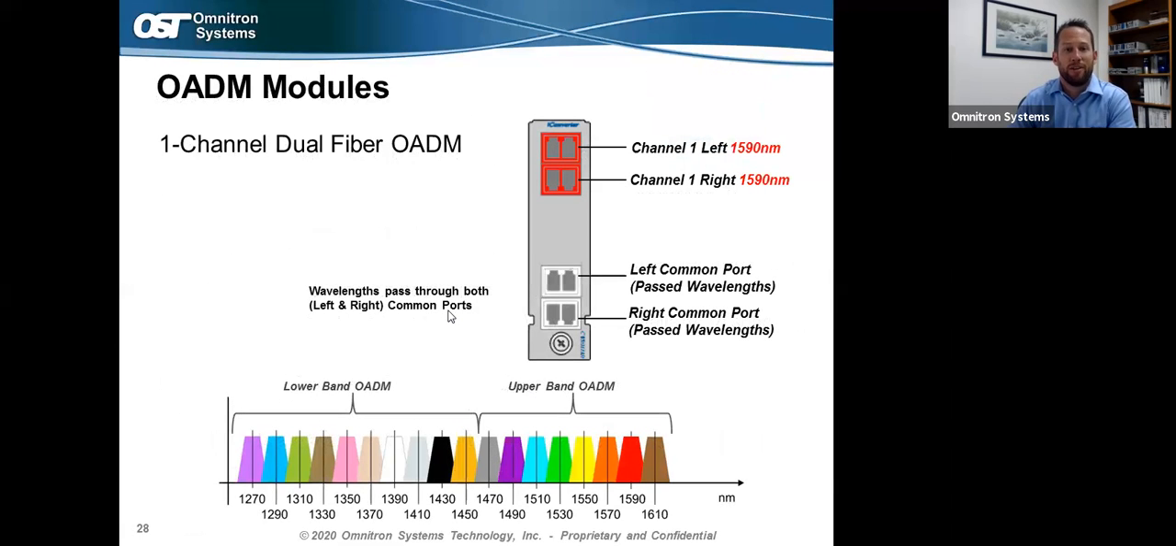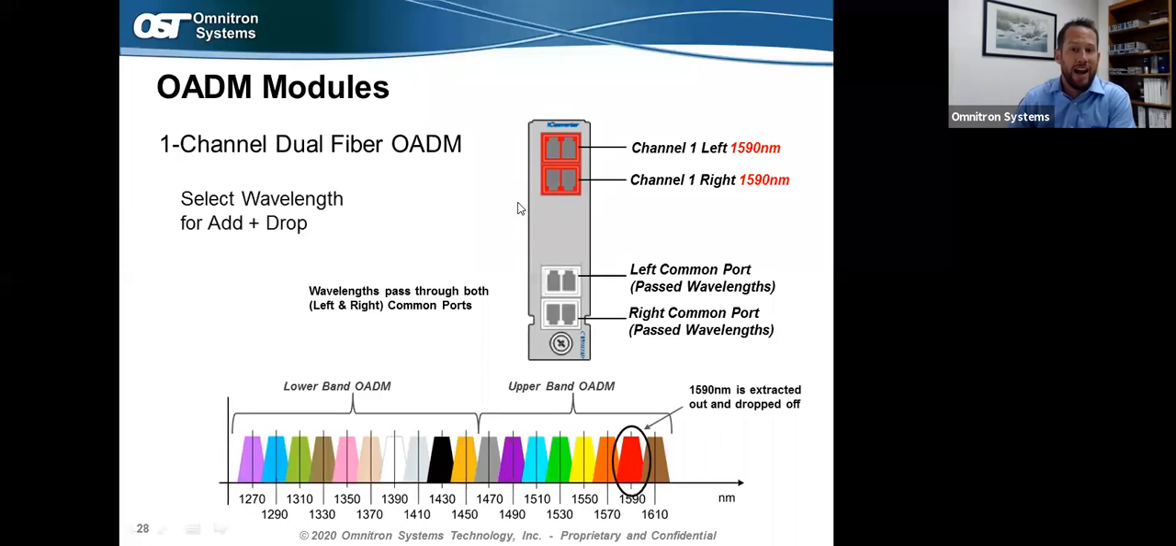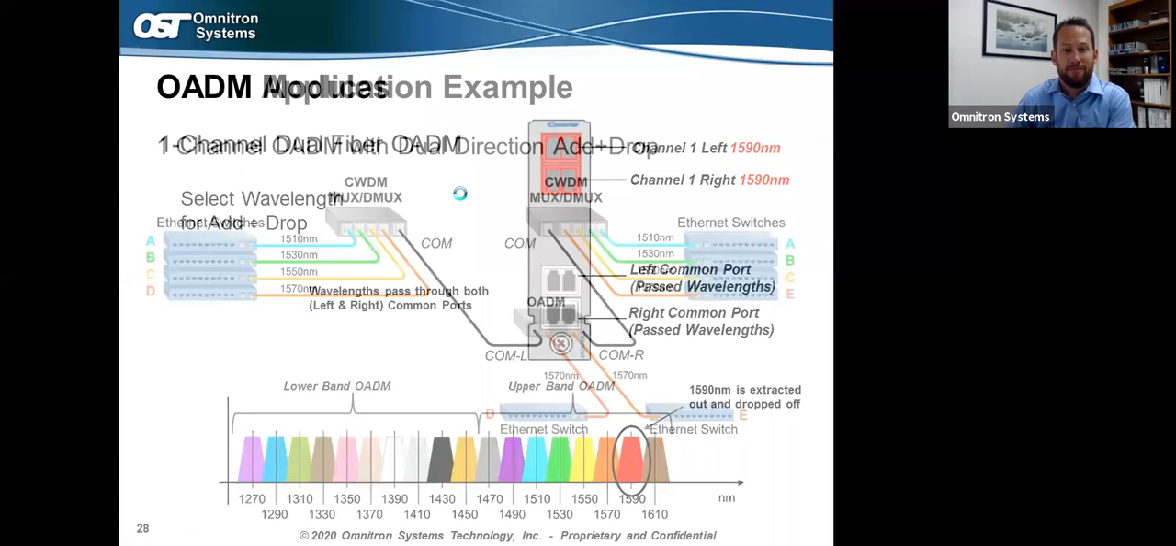Here's taking a closer look at some of those OADM models. So this is the single channel dual fiber OADM. We got one right here, actually I'll show you. And so again, nice hard box, also shows you which wavelengths are being used on the sticker here. So in this case, we've chosen to drop off a 1590 wavelength at a customer location or at a point where you need to drop off that data.